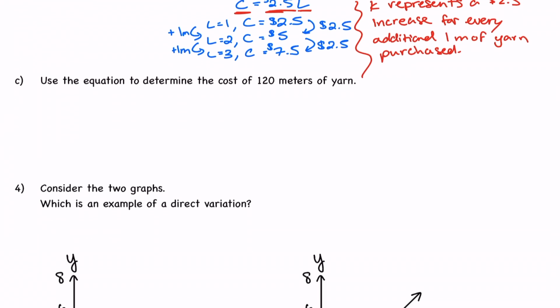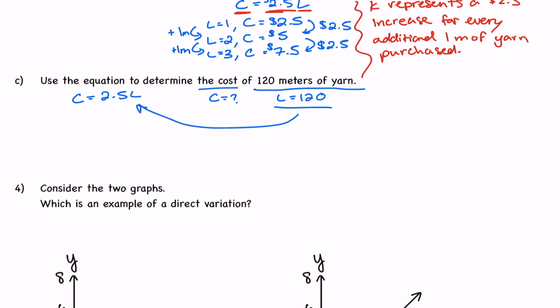Part C wants us to use the equation to determine the cost of 120 meters of yarn. Our equation is C equals 2.5 times L. So we want to determine the cost, so C is unknown, of 120 meters of yarn. So our length is equal to 120 meters. We can plug this into our equation to solve for C.